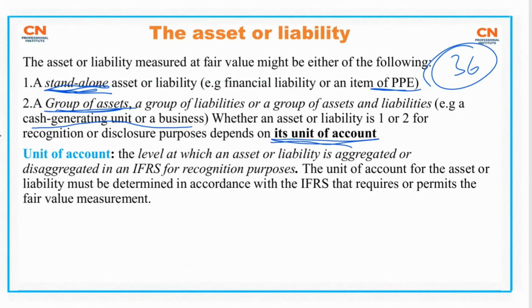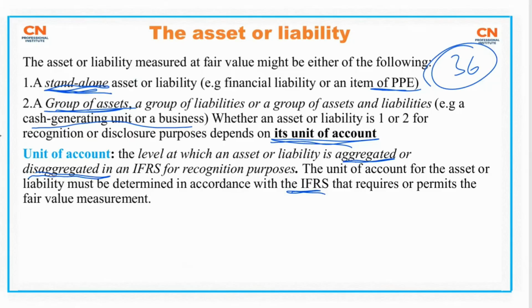So what we are saying is that for assets or liabilities, we can determine the fair value either as standalone, meaning we determine the fair value individually, or as what? A group. All right. And that's what we call the unit of what? Account. So unit of account refers to the level at which an asset or a liability is aggregated. Aggregated means you are putting it together, or disaggregated, you are separating it, in an IFRS for recognition purposes. So the unit of account for the asset or liability must be determined in accordance with the IFRS that requires or permits fair value measurement.